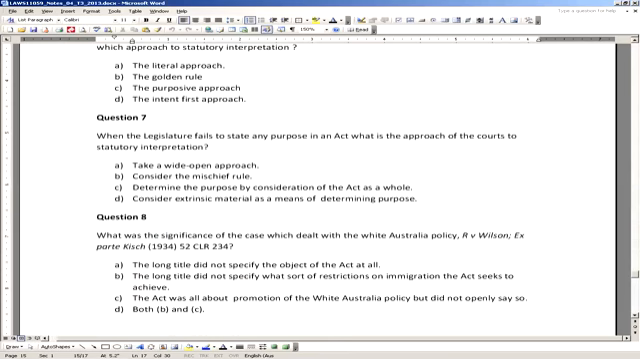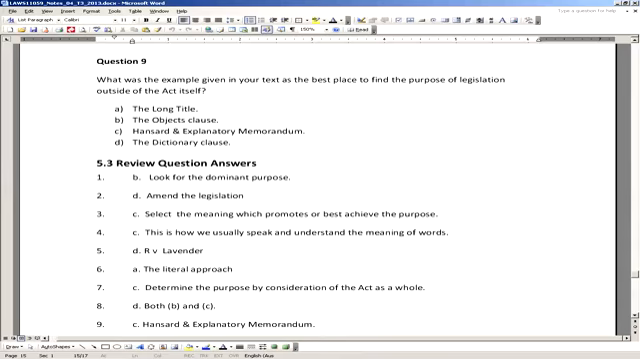When the legislature fails to state any purpose in an act, what is the approach of the courts to statutory interpretation? Take a wide open approach. I don't know what that is. Consider the mischief rule. Determine the purpose by consideration of the act as a whole. Well, that sounds pretty good. Consider extrinsic material as a means of determining the purpose. I would have thought the authors would have created this question with D as the answer. Is that right? Yeah, I would think so too.